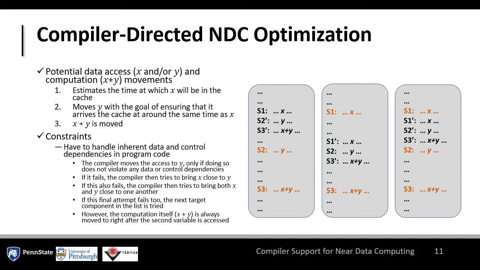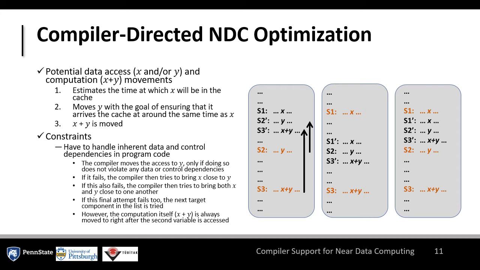For example here, let's say that this is S1, S2, S3 from the previous slide. The goal in algorithm 1 is to bring the access to X, the access to Y, and this computation close together. So the idea is that I'm going to move Y from this point to this point, and I'm going to move X plus Y from this point to this point, so that when I want to perform X plus Y in, let's say, the cache, I have more confidence that X and Y are going to be in the cache.